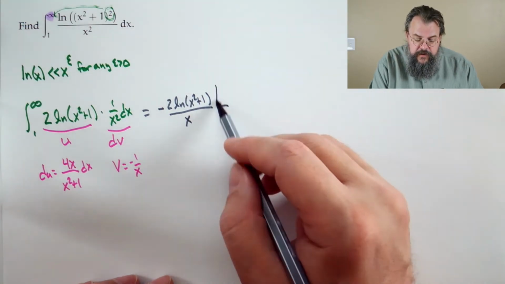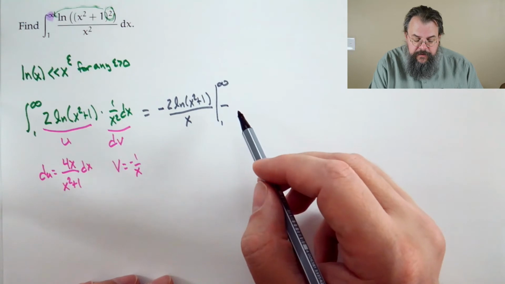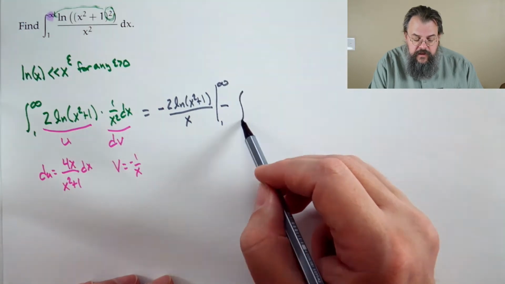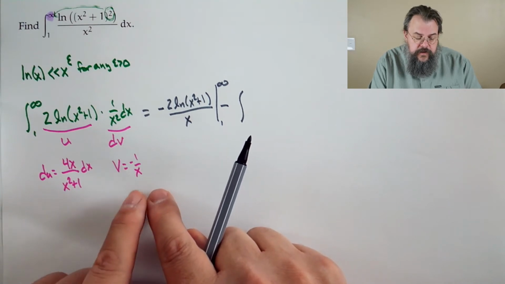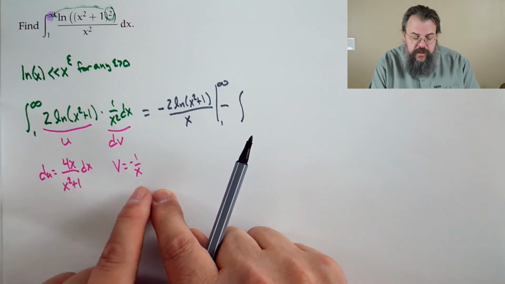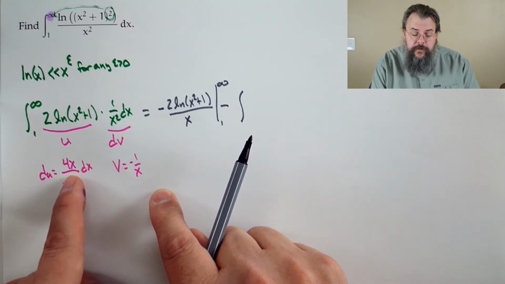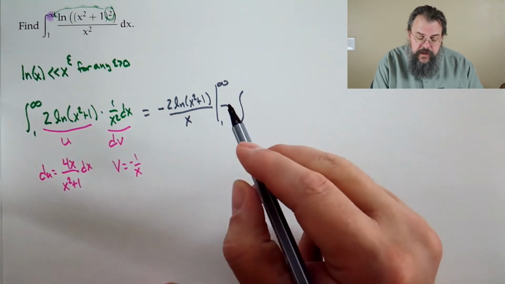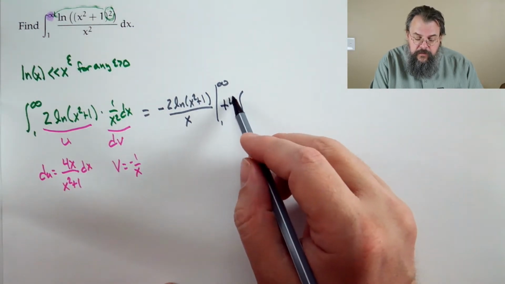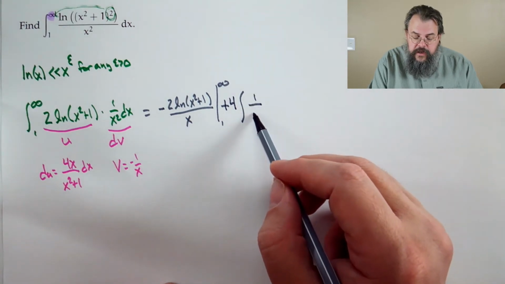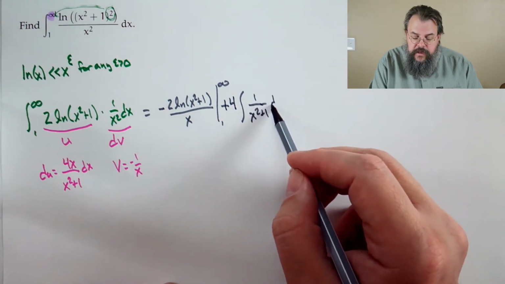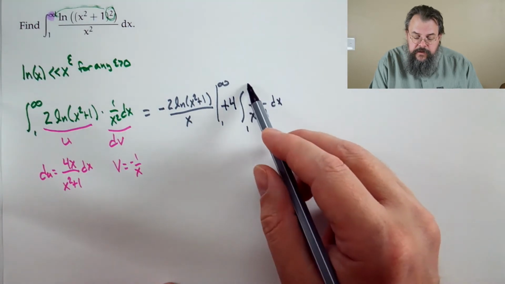Minus, oh, and this is a definite integral, so we're going to evaluate from 1 to infinity, minus the integral of v du. Now, notice they both have an x, so I can cancel the x's. I can factor out a 4 and a minus 1 outside the integral, making this a plus 4. And then we're going to have the integral of 1 over x squared plus 1 dx from 1 to infinity.